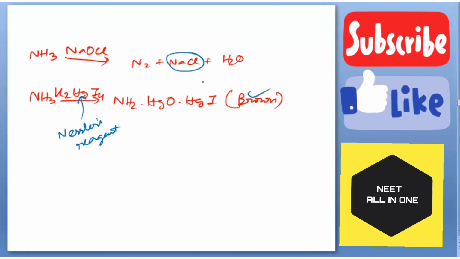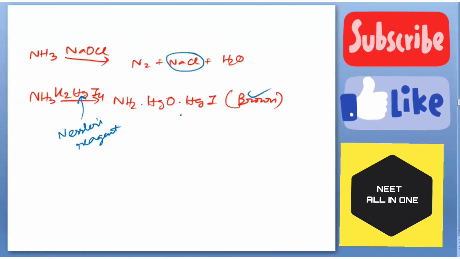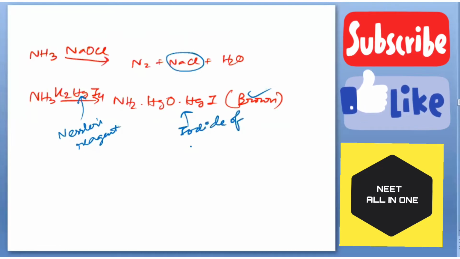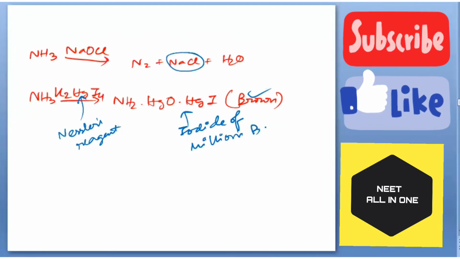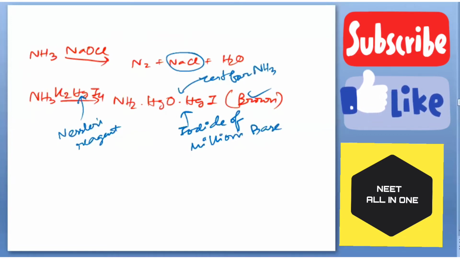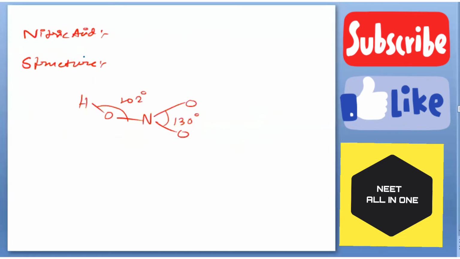Okay, so why is this important? This compound is the iodide of Millon's base, which is also the test for NH3.